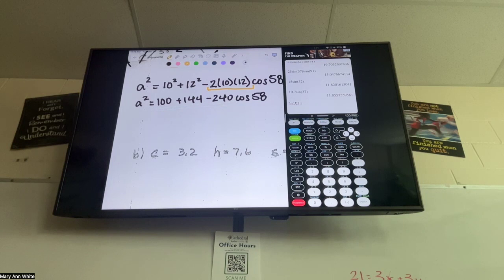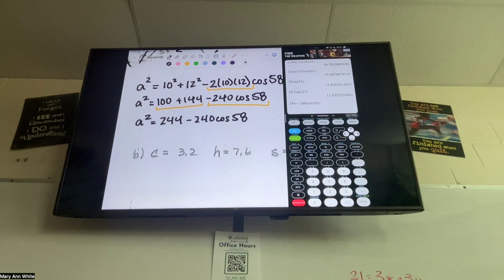That's simple for us not to make. This is all one piece. I cannot add that together, but I can add that 100 and that 144. So I will do that. I'll just add that little piece together, and then I'll go put this all in the calculator. Again, you could have put it in the calculator from the jump, but at this point now, I'm gonna do it. I'm gonna do 244 minus 240 cosine 58.